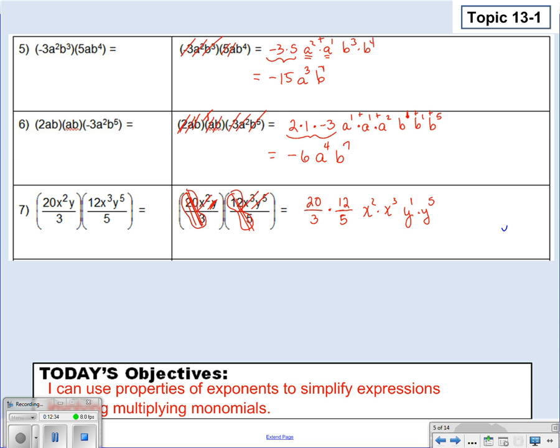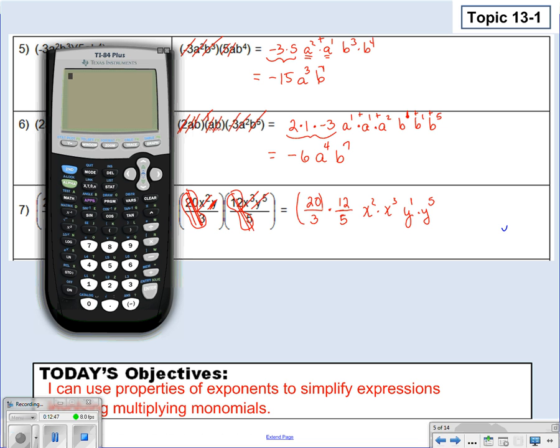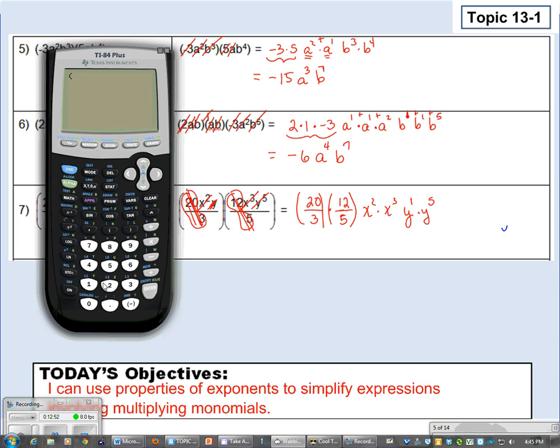I tell you not to be afraid of the fractions because you can always use your calculator. So if you take out your calculator and turn it on, we can type in those fractions into our calculator. And when you're typing in fractions, remember to put them in parentheses. So we're going to start off with open parenthesis, 20 divided by 3. Close the parenthesis, open the parenthesis, 12 divided by 5. And because we're using parentheses, that tells us we are definitely multiplying those two fractions together.